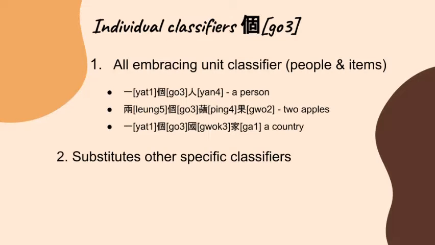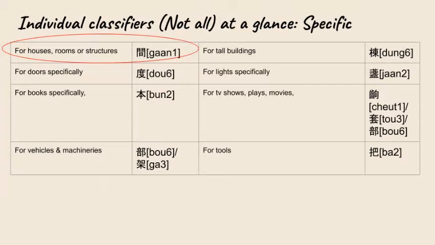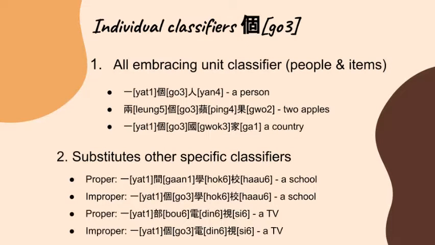However, there are some objects that come with specific classifiers. For example, 一個學校, a school, the proper unit classifier is 一間學校. 間 is the classifier for usually houses or rooms or schools or centers, etc. But if you were to say 一個學校, a school, it's not wrong either. So same goes with the example 一個電視, TV, the proper unit classifier is 一部電視. But again, if you were to say 一個電視, it's not wrong either.